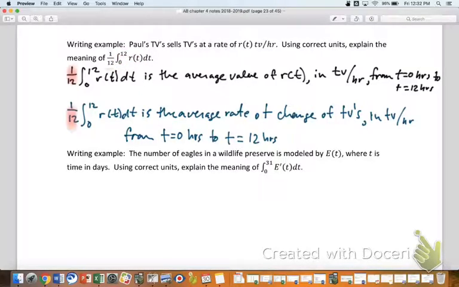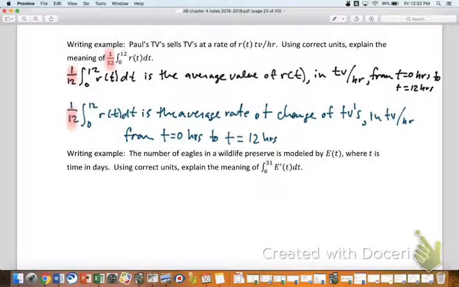And my response is going to center on this. The 1/12. The 1/12 is everything. Okay? So let's think this over. I'll just use the whiteboard here. Okay, so if r of t is a rate, measured in TVs per hour, one of the ways we can do this is we can look strictly at the units. Okay? So check this out.